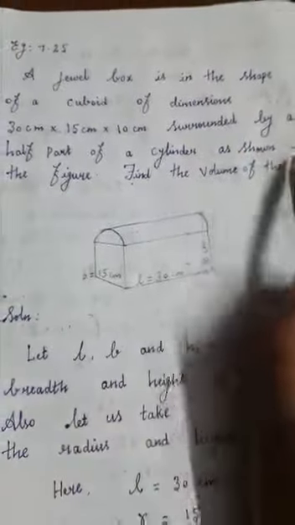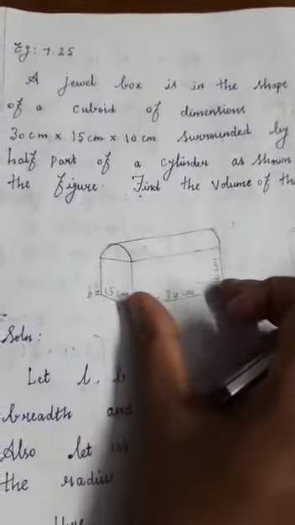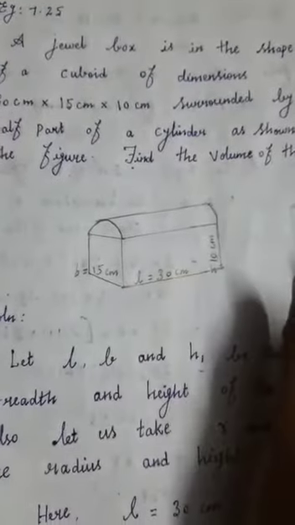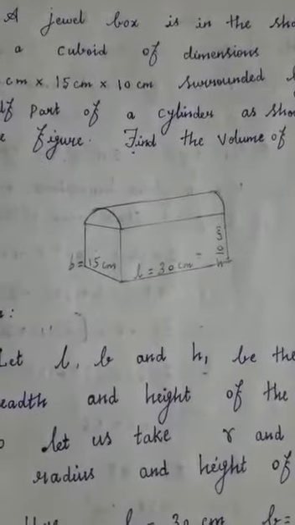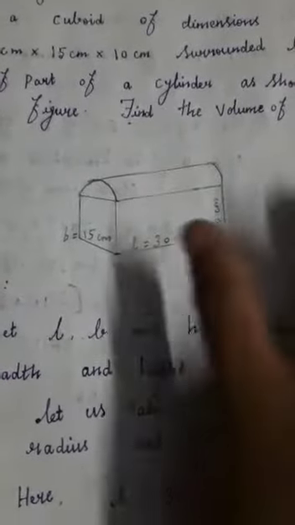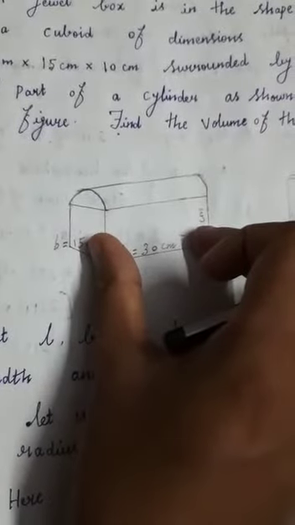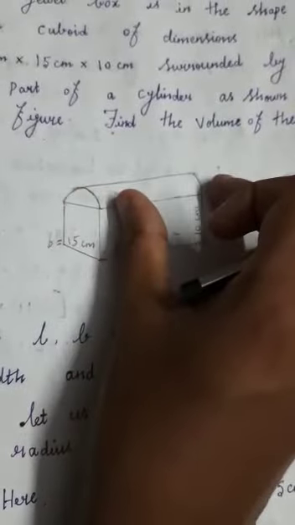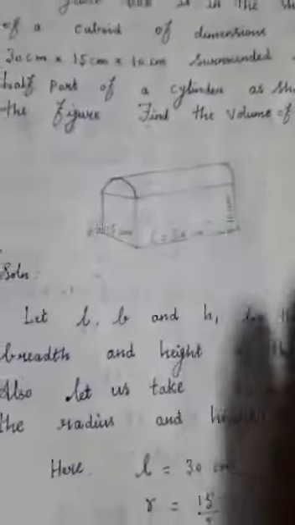Then here they have asked to find out the volume of the box. Volume of the box means we need to find the volume of this combined solid. Already I said how to find the volume of a combined solid: the sum of the volumes of the individual solids. Individual solids here are the cuboid shape and the half part of the cylinder shape. First you have to find the volume of the cuboid, then the volume of half of the cylinder. Next, if you add both, you can get the volume of the box. Now can you see the solution?